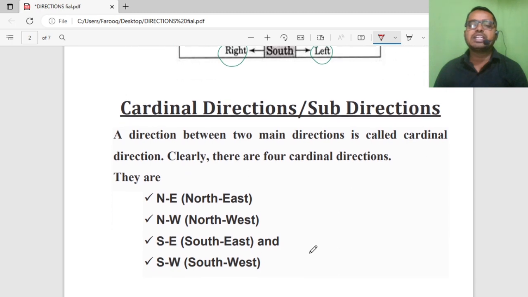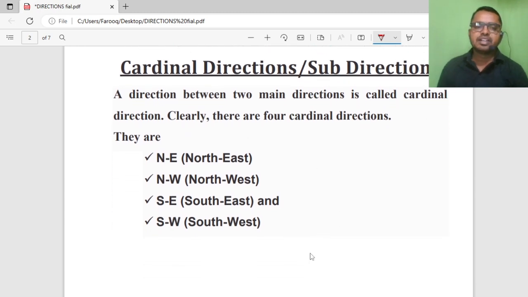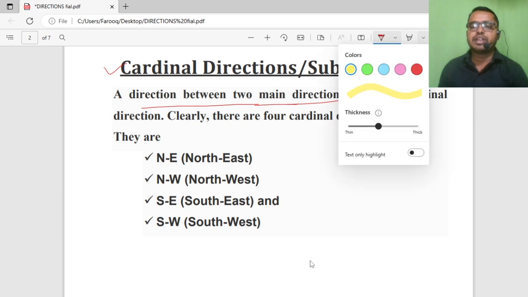Now come to the cardinal directions or sub-directions. The cardinal direction or sub-direction is the direction between two main directions. Listen carefully here: direction between two main directions.